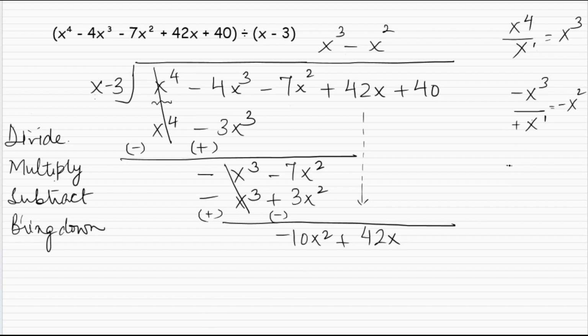Now, what is this? Minus 10x square. So let's divide minus 10x square by the first term of the divisor, means x. What is the coefficient of x? 1. So minus 10 divided by 1 is minus 10. X squared divided by x is just x. So that's my next term, minus 10x. Minus 10x multiplied by x is minus 10x square. And minus 10x multiplied by minus 3 is plus 30x.